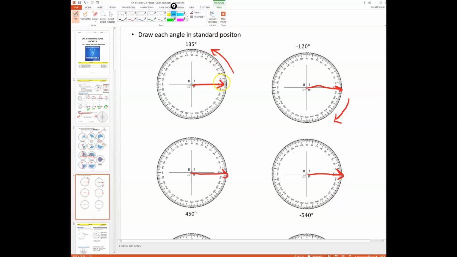Okay, and then it's simply a matter of just counting the degrees. So there's 90, 130, 135. Right. Negative 120, now we're just going in a clockwise direction. So from here to there, that's negative 90, and then we need 100, 110, 120. So there's our angle. That rotation is negative 120 degrees.